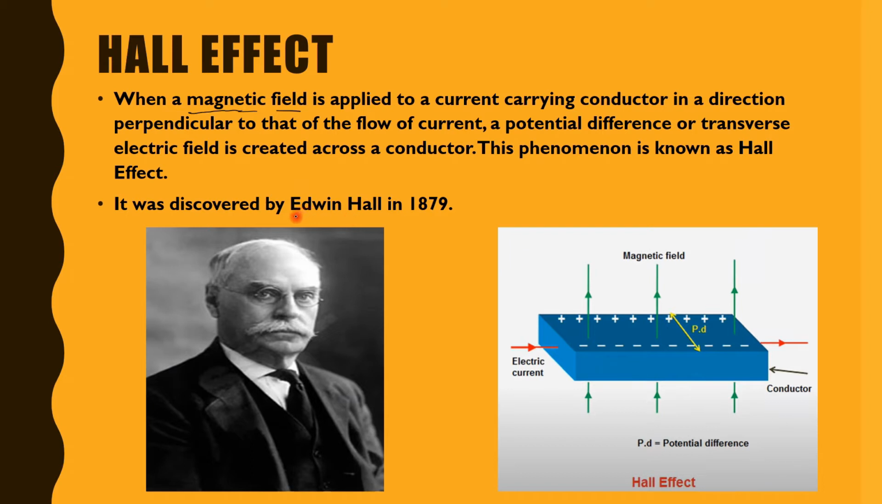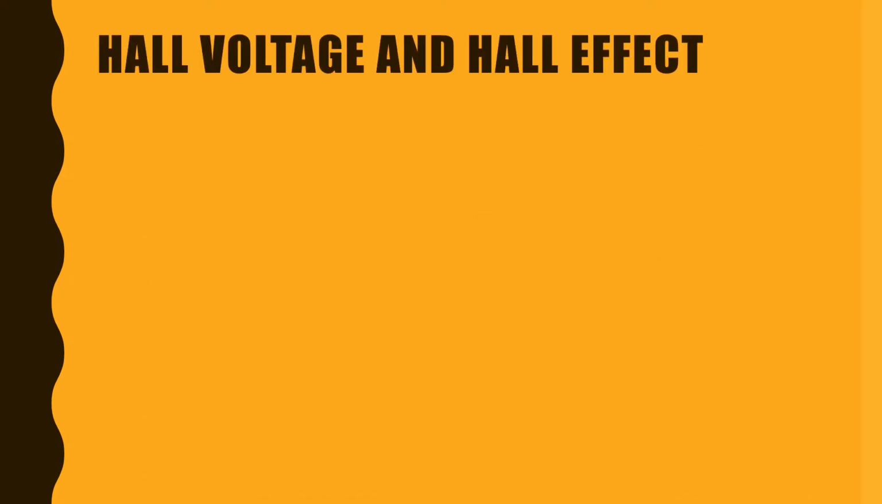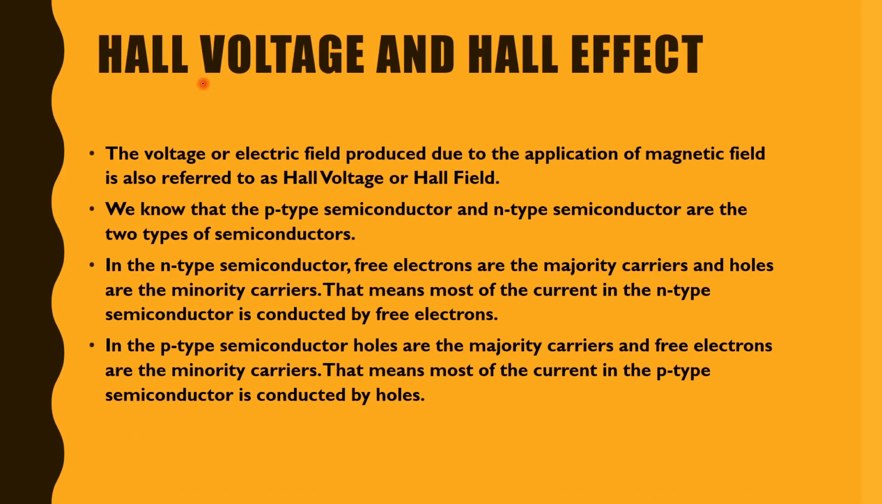And it was discovered by Edwin Hall in 1879. So let's move on to the next. Now what is Hall voltage, and in detail what is Hall effect. The voltage or electric field produced due to the application of a magnetic field is also referred to as Hall voltage or Hall field. That means the voltage which occurs or the electric field which gets produced due to the applied magnetic field is referred to as Hall voltage or Hall field.